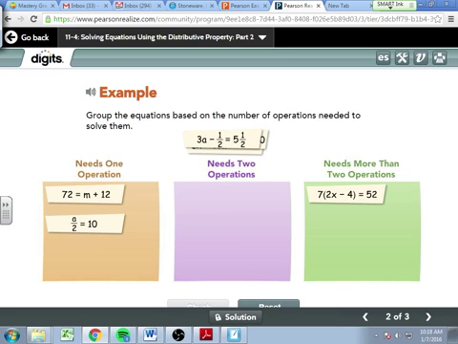Now this one looks complicated, just because of the fractions. But Lily, what would be your process for solving this here? So you would add a half. Yeah, you'd add the half to both sides. And then you would just divide by 3. Yeah, so we would add, then we'd divide. So that would be 2 operations.